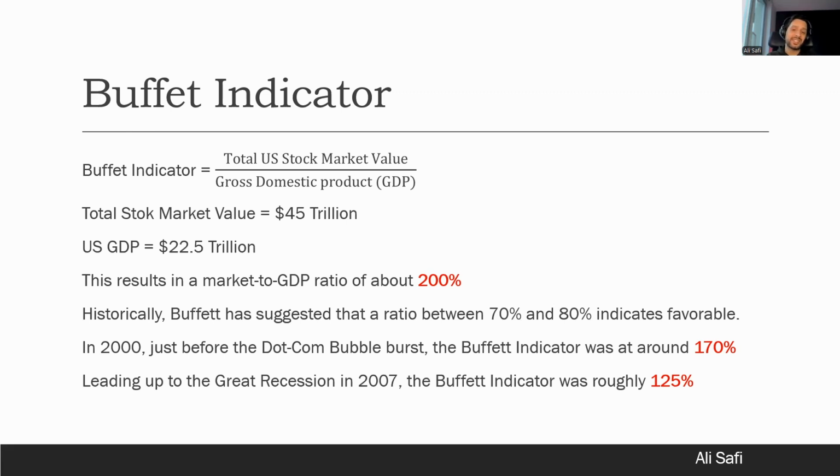When the Buffett indicator is getting this high, we're going to be cautious. And this is not good. In 2000, 2001, 2002, the Buffett indicator before the dot-com bubble exceeded 170%. And in the Great Recession, 2007, 2008, and 2009 was the bottom. Before the Great Recession, the Buffett indicator was roughly around 125%.